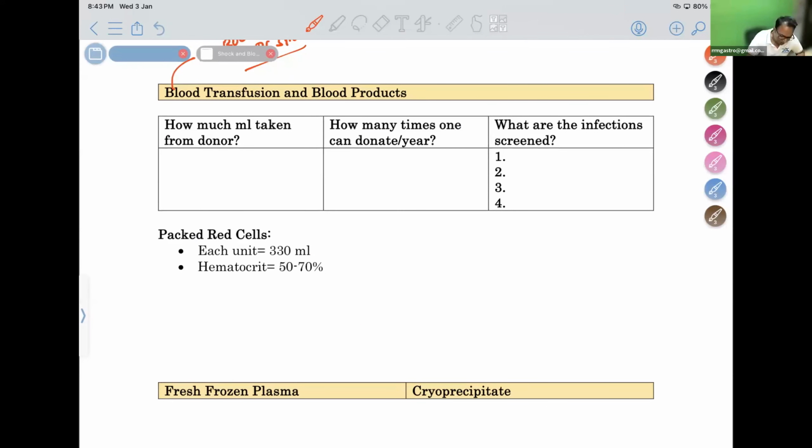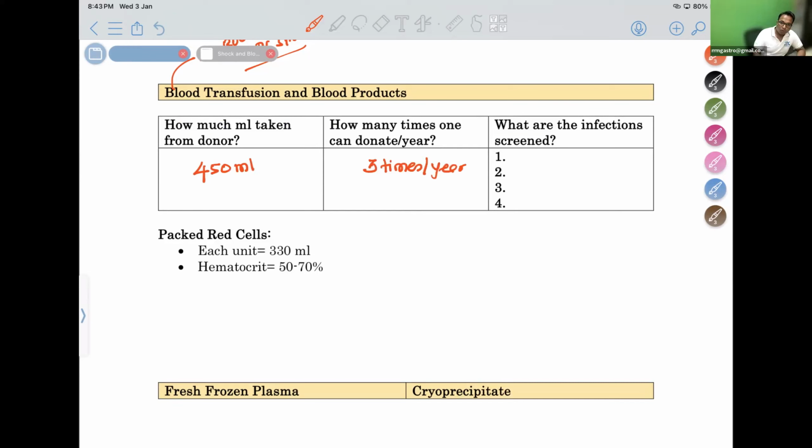So this is a very basic chapter, though it is not a surgical chapter. Since there is content in Bailey, I'm just giving an outline. How much blood is taken from the donor? It is 450 ml. How many times can you donate per year? Maximum 3 times only you can donate per year.